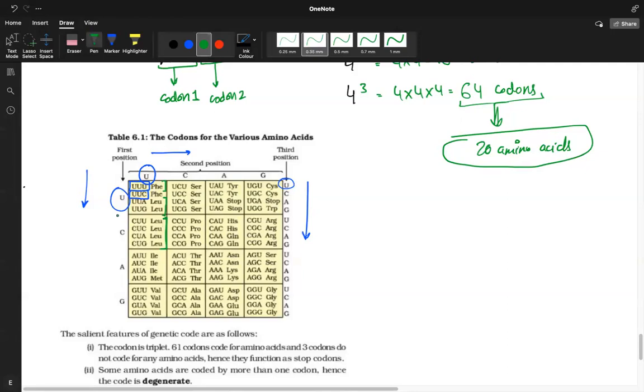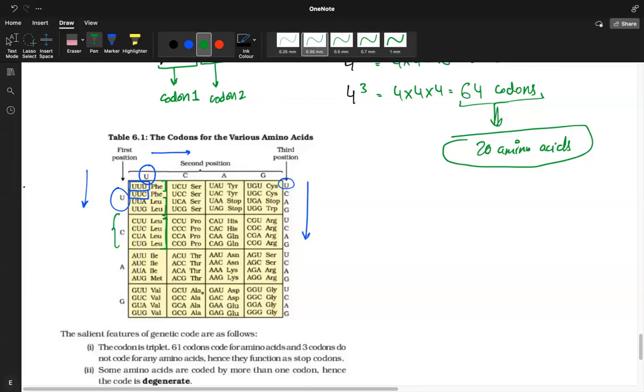Similarly, if you just look at this box, CUU, CUC, CUA, CUG, where is the difference? The third position. Again in the third position, right? Yes, sir. Look at ILE, isoleucine. There are 3 codons for isoleucine: AUU, AUC, AUA. Where is the difference? In the third position.